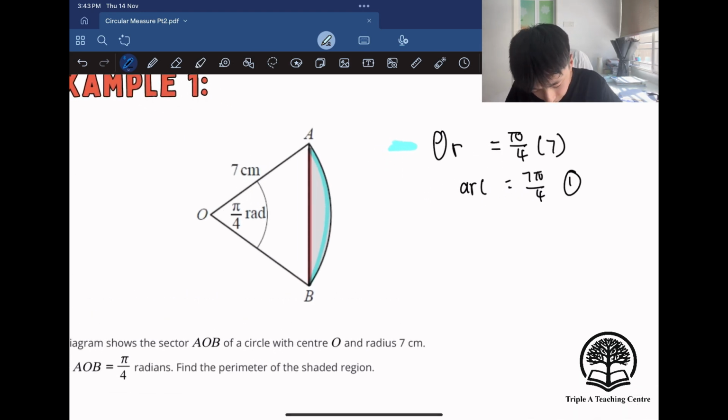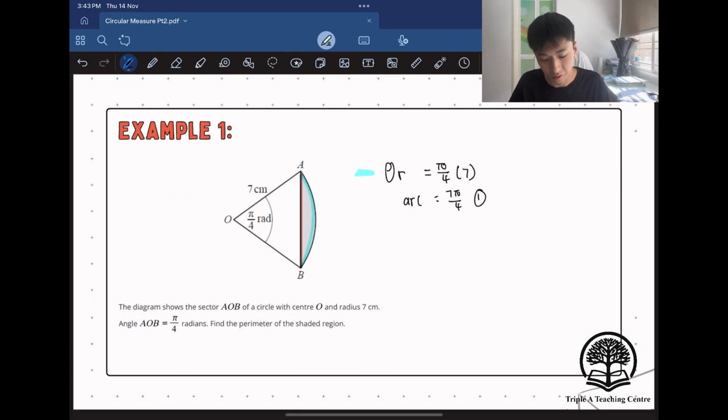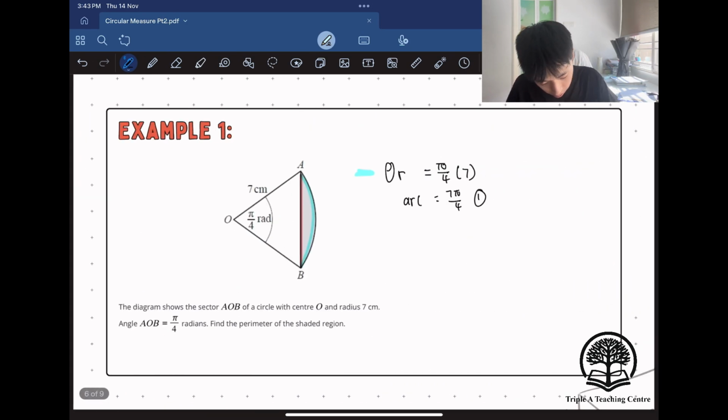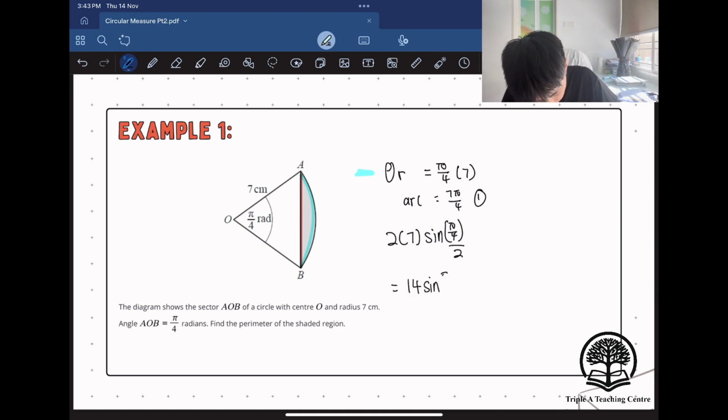Now how do we find the straight line over here? Okay, I'm going to give you 5 seconds to remember the formula. 5, 4, 3, 2, 1. Okay, in case you don't know, the formula is 2r sine theta over 2. So our r is 7, and our theta is pi over 4, so theta over 2 is pi over 4 over 2. So this would become 14 sine pi over 8.